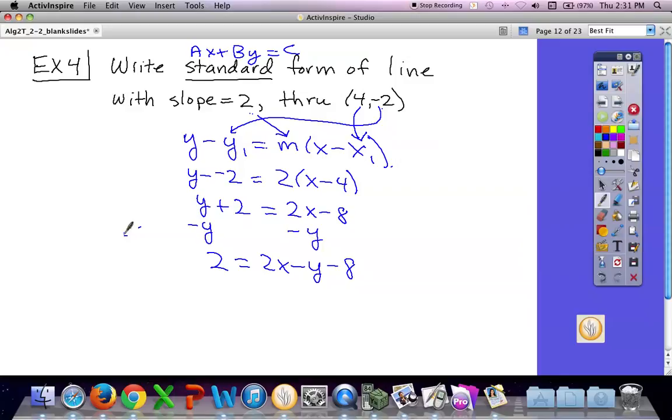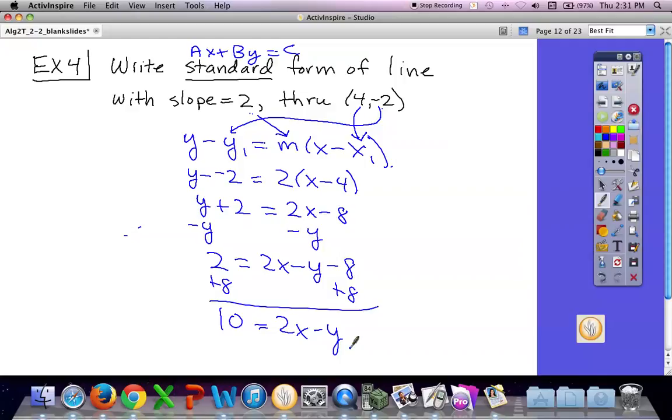So now we got the x and the y on one side. What do I need to do? Add 8, right? And that is 10 equals 2x minus y. That's standard form, right? Got the x and y on one side, the constant on the other.